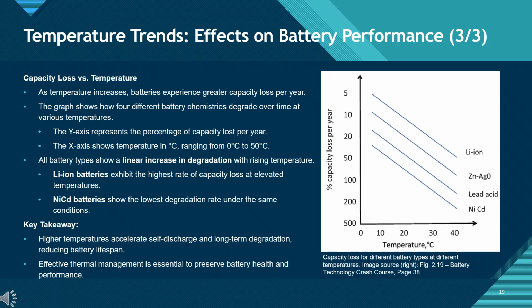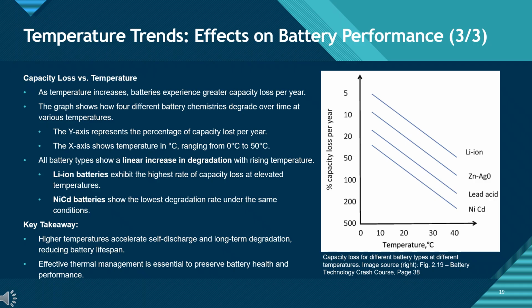In this final slide on temperature trends, we're focusing on how heat affects long-term battery degradation. The graph shows the percentage of capacity loss per year across 4 different battery chemistries as temperature increases from 0 degrees Celsius to 50 degrees Celsius. On the y-axis, we see the degradation rate, and on the x-axis, the temperature range.